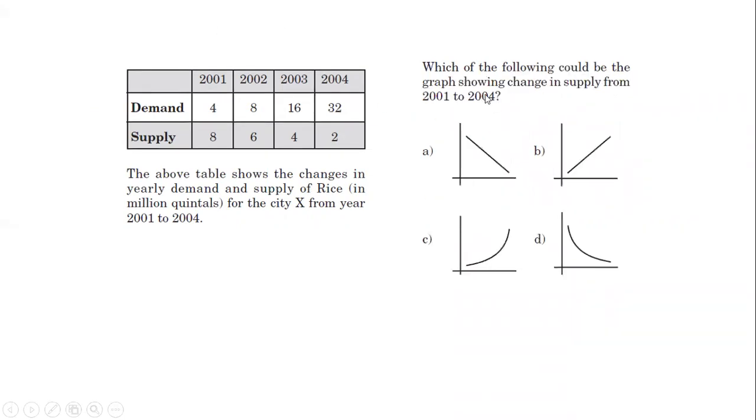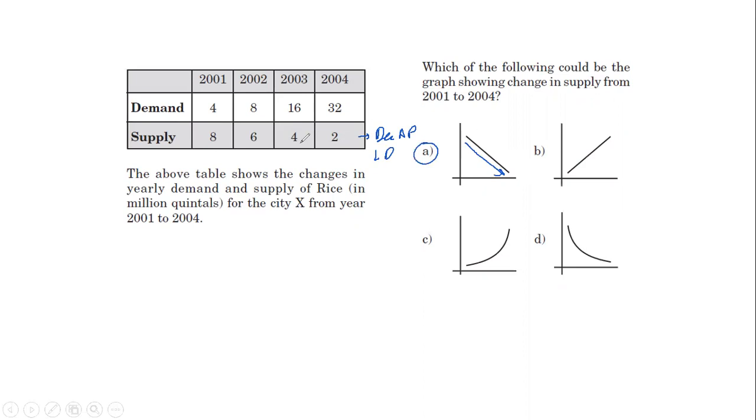Similarly, which of the following could be the graph showing the change in supply? When I look at the change in supply, 8, 6, 4, 2. So that's a linear, or I can say that's a decreasing AP, right? So that's a linear decay. So when I say a linear decay, what kind of a graph will it be? It will be a straight line going down, and that's option number A again, because I'm subtracting 2 every time.